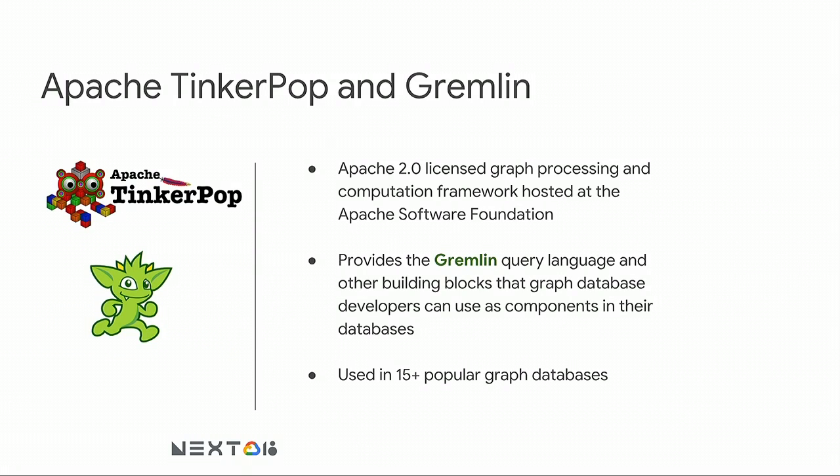Brian alluded to this earlier. So there's a project called Apache TinkerPop. And TinkerPop itself is also an Apache licensed open source project, and it provides the framework for open source graph modeling and computation, and it is hosted at the Apache Software Foundation. It also provides the Gremlin query language that is used for querying these property graphs. As Brian mentioned, JanusGraph supports the property graph model, and all the examples that you saw are property graph models. Gremlin is quite a popular querying language for graphs, and it's supported by over 15 popular graph databases.